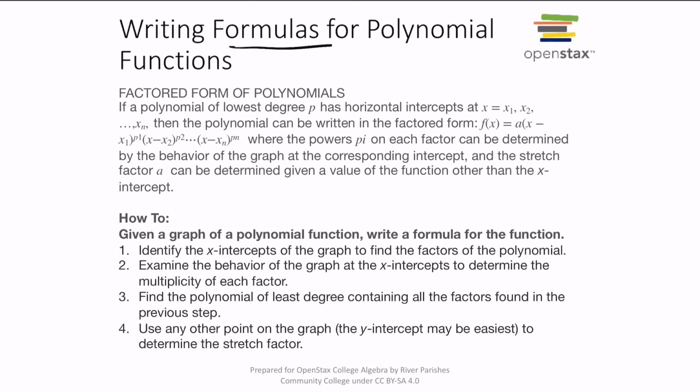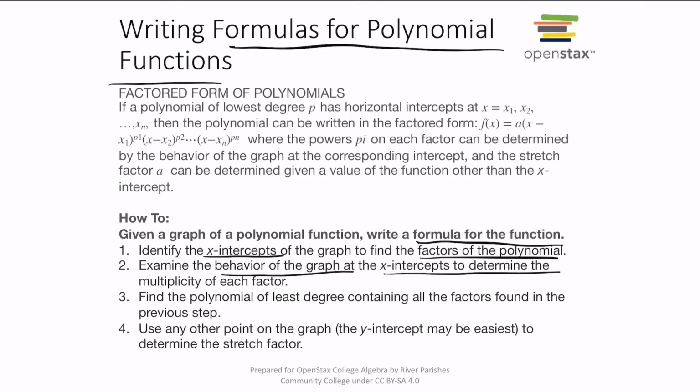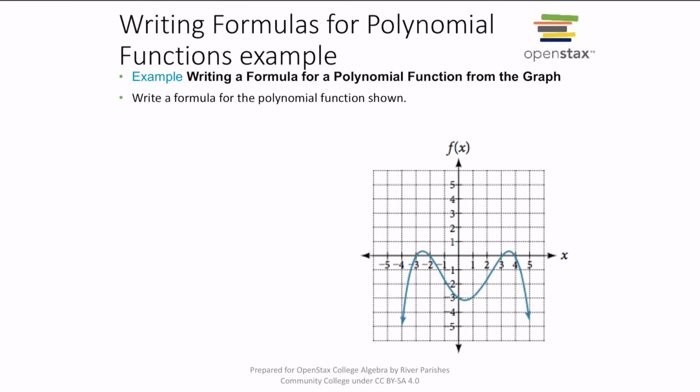Next, how do you write the formulas for polynomial functions? Given the graph of the polynomial function, we can also write the formula for the function. First, we need to define the x-intercepts and find the factors of the polynomial. Second, examine the behavior of the graph at the x-intercepts to determine the multiplicity. Third, find the degree of the polynomial of the least degree containing all the factors found in the previous step, and then use any other point to determine the stretch factor.